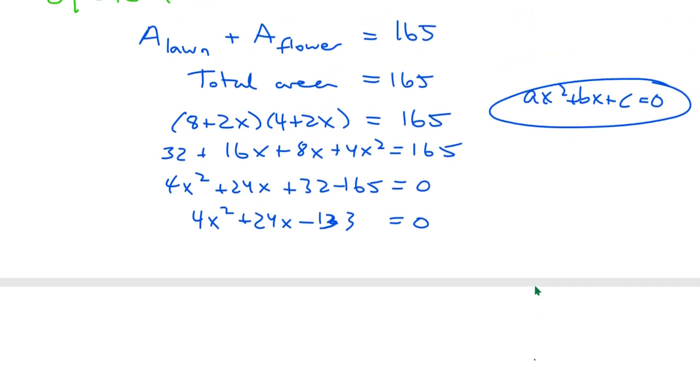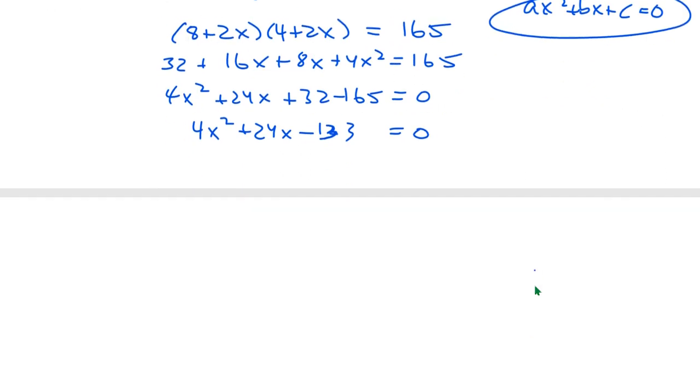Now, you have choices. You can factor all of this. You're welcome to factor, but you might have a hard time with 133 if that's not a number that you know well. So try to factor it. If you're successful, wonderful. If you're having difficulty with it, then go to the quadratic formula.